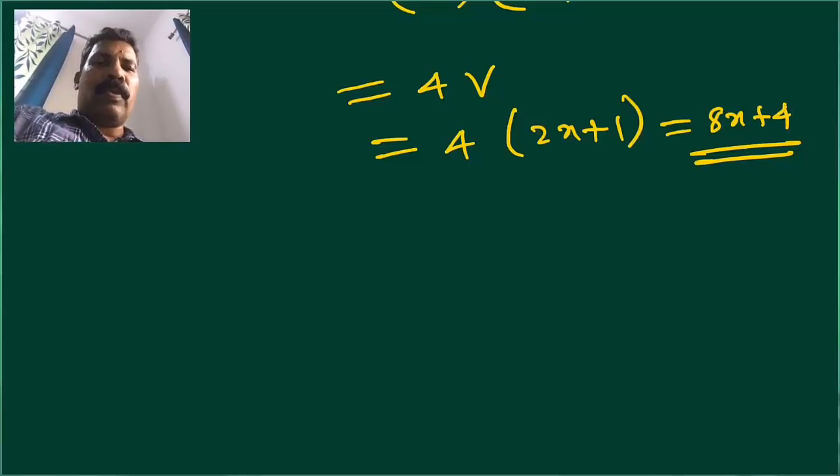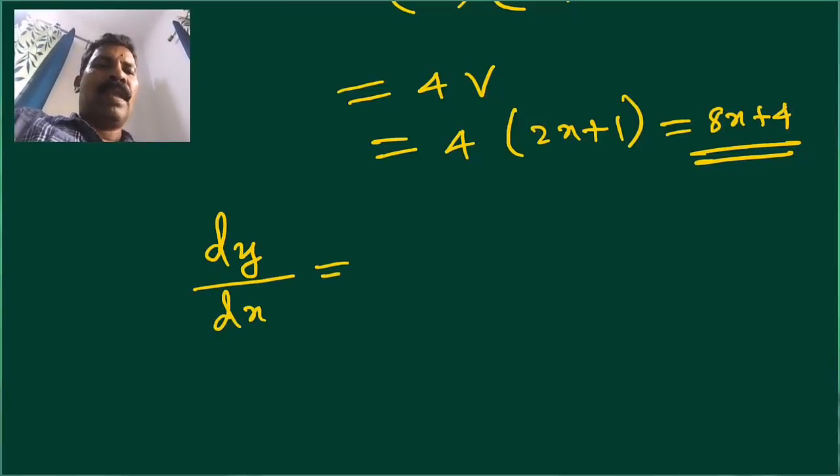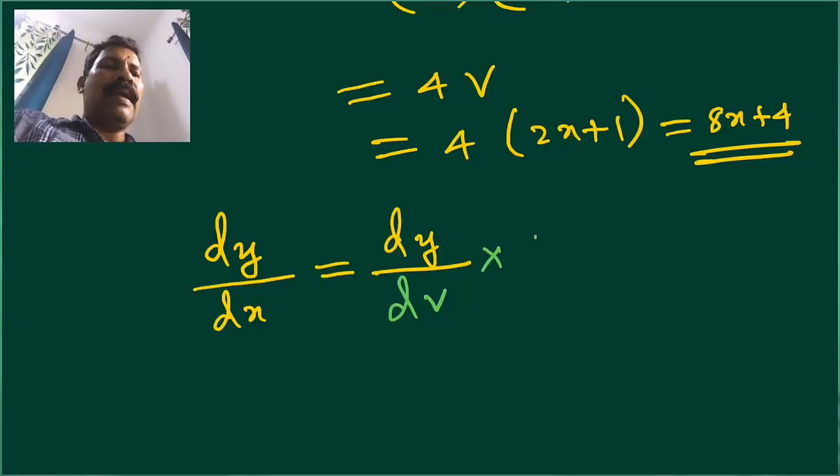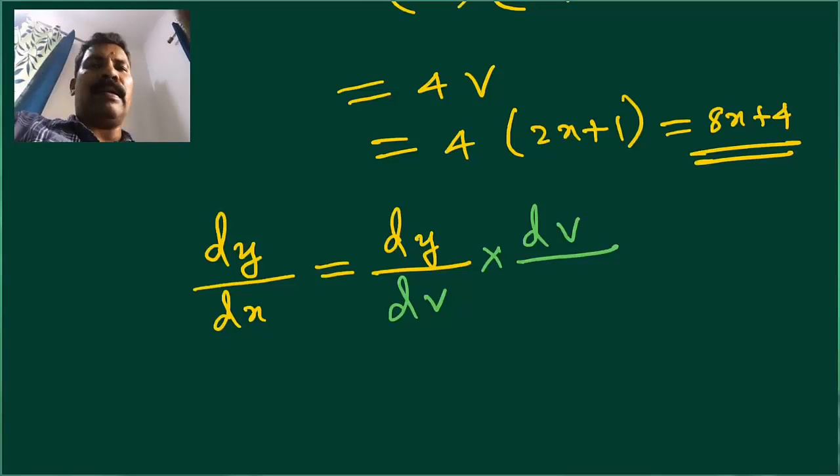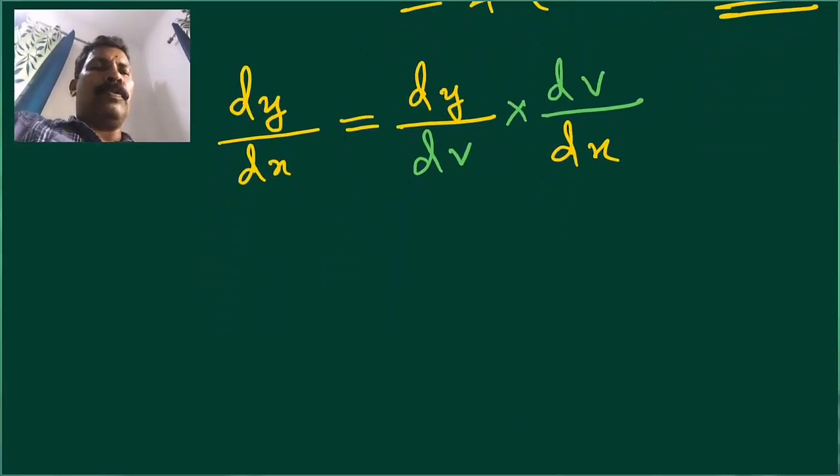Okay, now let us see what we have done actually. We want dy by dx, but here we are just changing the variable. That is, we are writing the derivative of y with respect to v, and then dv, we are writing again with respect to x. If we want, we can continue further.